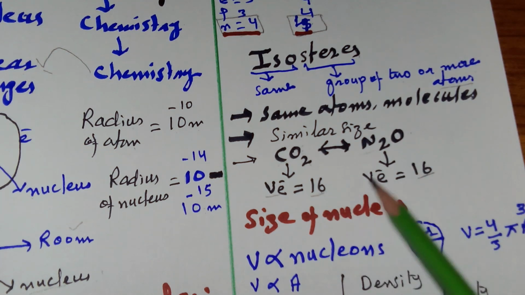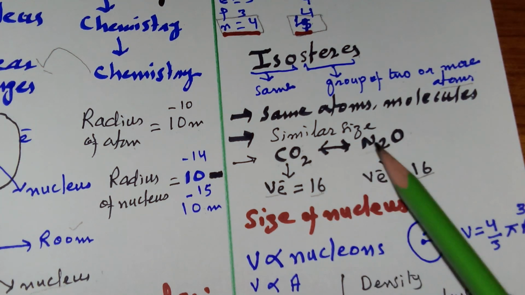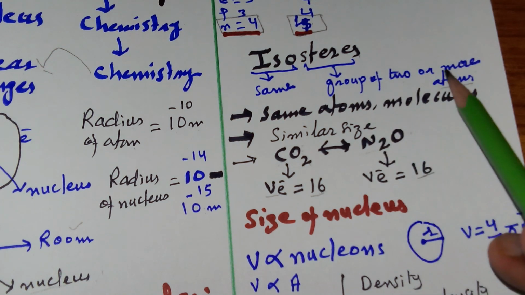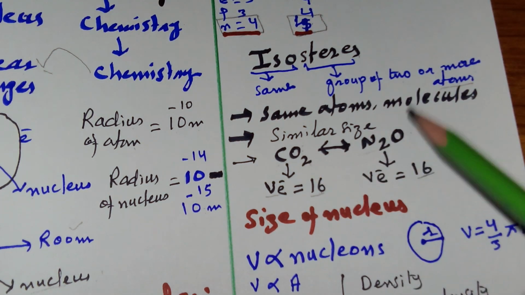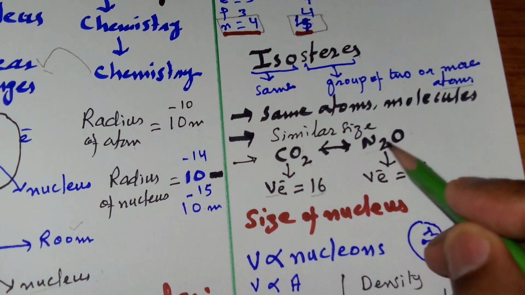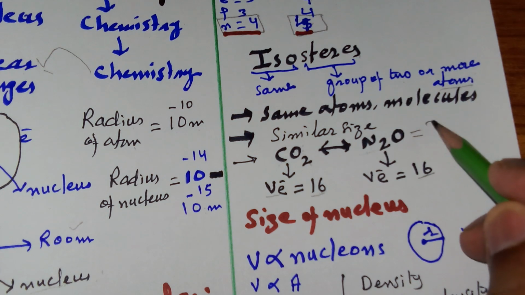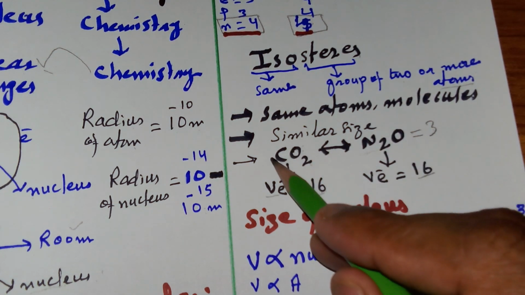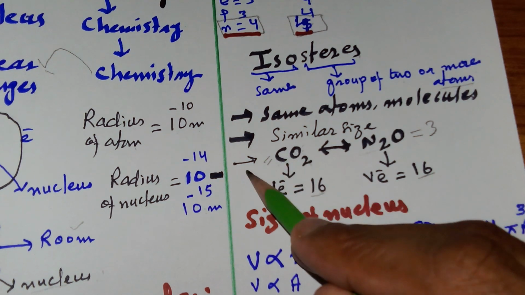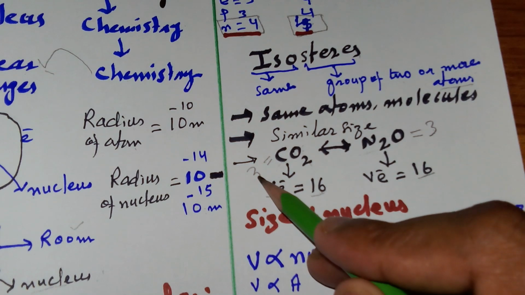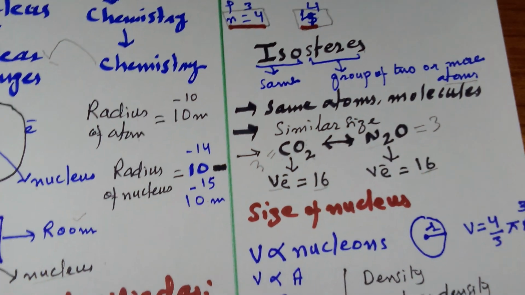If the number of valence electrons in two or three molecules is the same, we call them isosteres. They also have the same number of atoms. For example, you can see here this is nitrous oxide, which has 3 atoms: 2 of nitrogen and 1 of oxygen. And again, for carbon dioxide gas, we also have 3 atoms. So we call them isosteres.